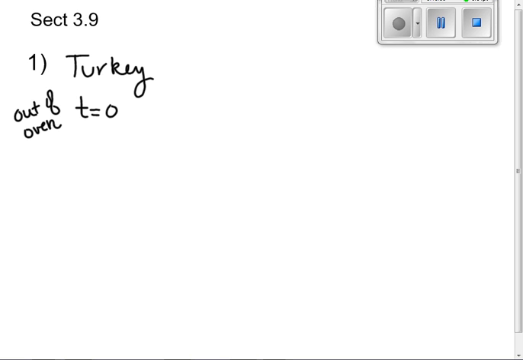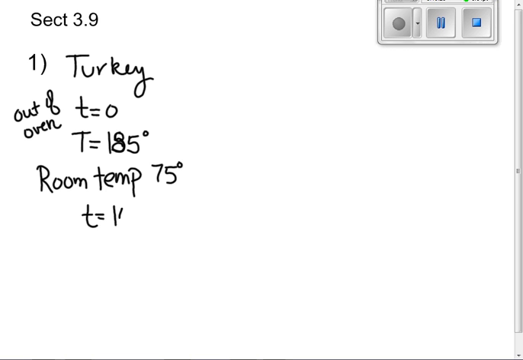Okay, you guys, when you take the turkey out of the oven, the temperature is 185 degrees. You put it at room temperature, because when you take it out of the oven, it's too hot to eat. Just let it cool. After 10 minutes, the temperature is 172 degrees. And after 20 minutes, the temperature has now dropped to 160 degrees.